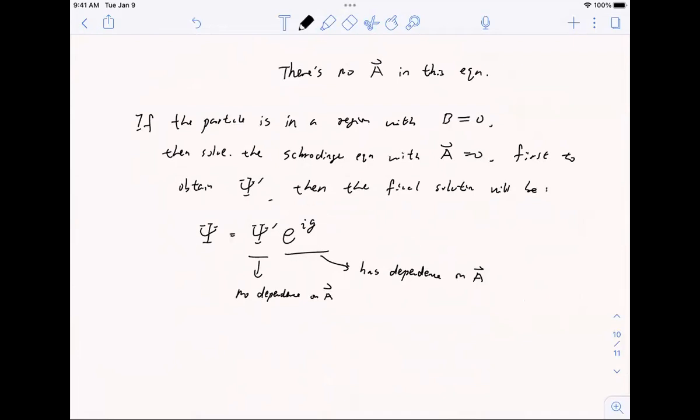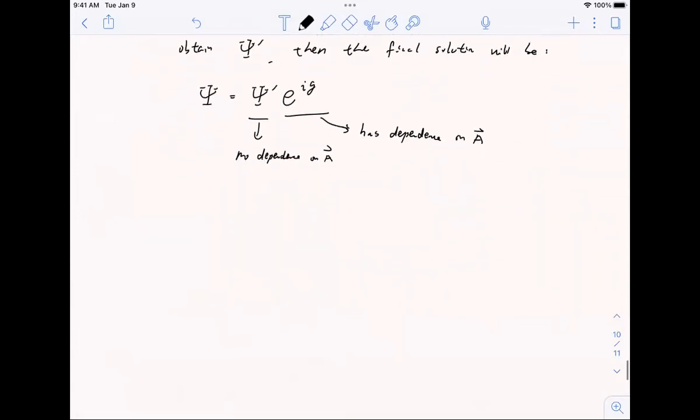Then that is the solution. Okay, and this technique only works in the region with no magnetic field, because this one is only well defined when magnetic field is 0. And this is what our case is about. Okay, so now let's see how this will help us to make the connection to the Berry phase.